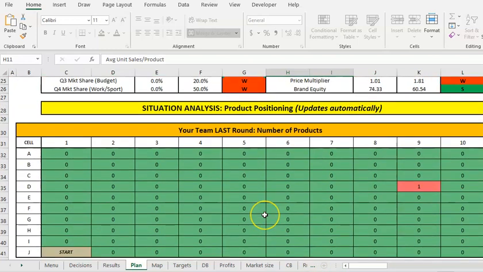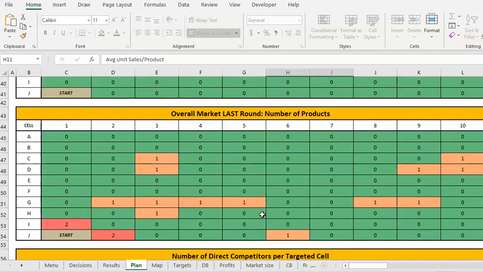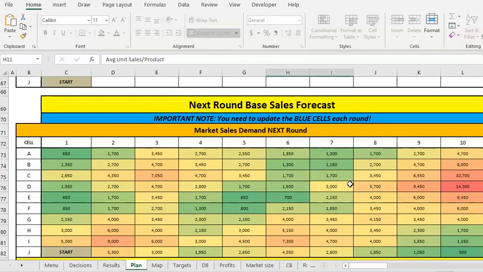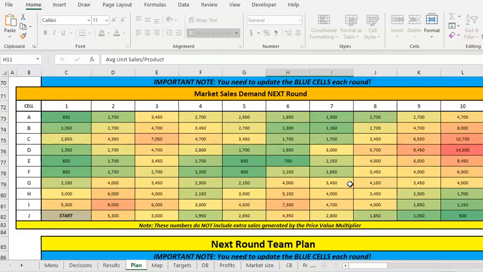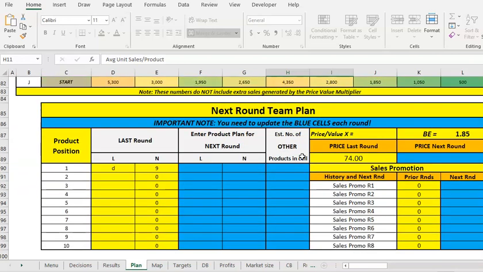Then we go, okay, where are we? And it shows us where we are. Okay, where are all the competitors? So everything is brought into this particular sheet. Do we have any direct competitors where we are? That's us. There's no other direct competitors that we worry about. Okay, what's going to happen next round? Okay, so it just brings that in. And then we work out, well, okay, we were at $74.